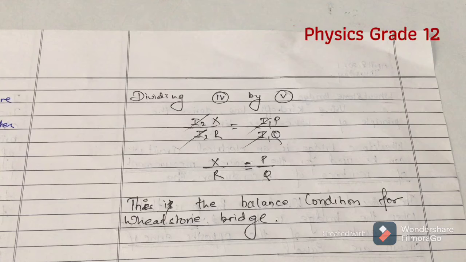This is one of the balance conditions for the Wheatstone bridge. So for knowing the unknown resistance from three known resistances, the Wheatstone bridge is one of the major principles for finding the expression.